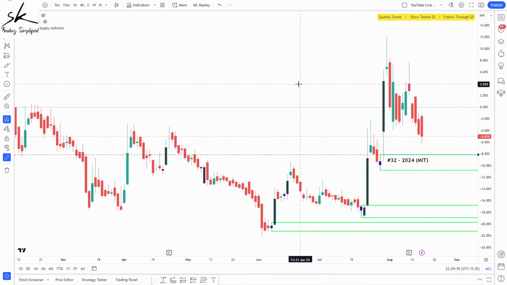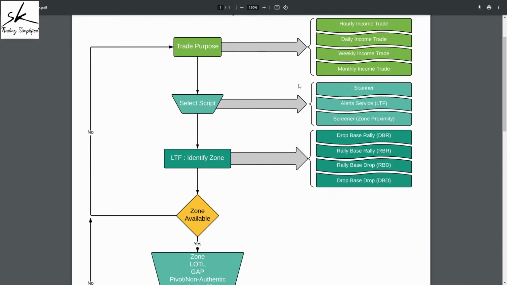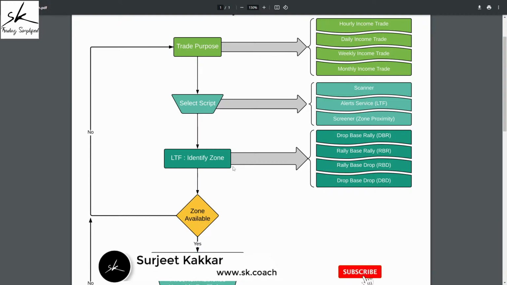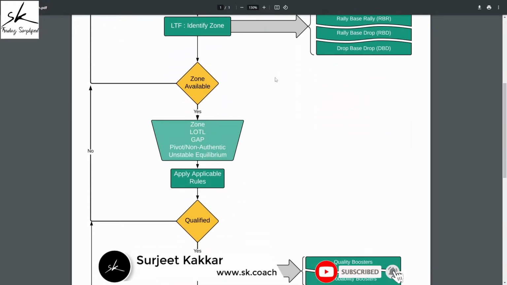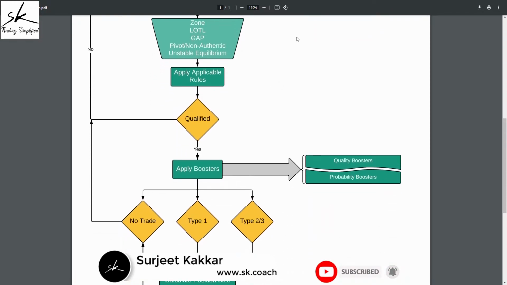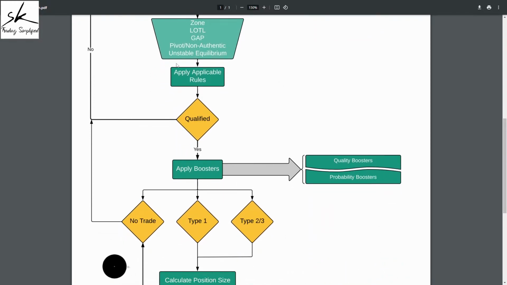Now, just because you have a zone on the chart does not mean you can blindly trade it, and that is something I talk about in every practical session. Yes, there can be a number of demand areas, there can be a number of supply areas, but the question is, is that demand or that supply qualified for me to be used as an opportunity? And how do we qualify it? For qualification, we have a two-step process. In step one, we'll qualify it based on certain conditions, and in step two, we'll qualify it based on the booster scoring.